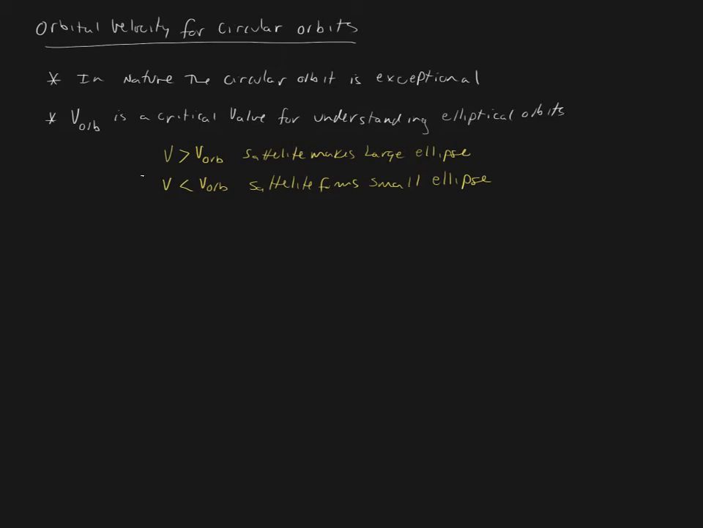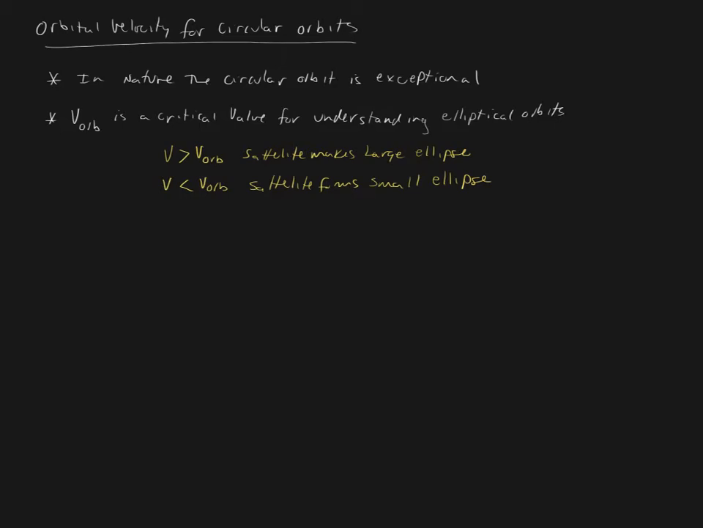What I've written here is that if the velocity of a satellite is greater than the orbital velocity that we calculate for a circular orbit, then the satellite is going to make a large ellipse. And I'll show you what that means here in a moment. If the velocity of our satellite is less than the critical value for the orbital velocity of a circular orbit, then the satellite is going to form a small ellipse.